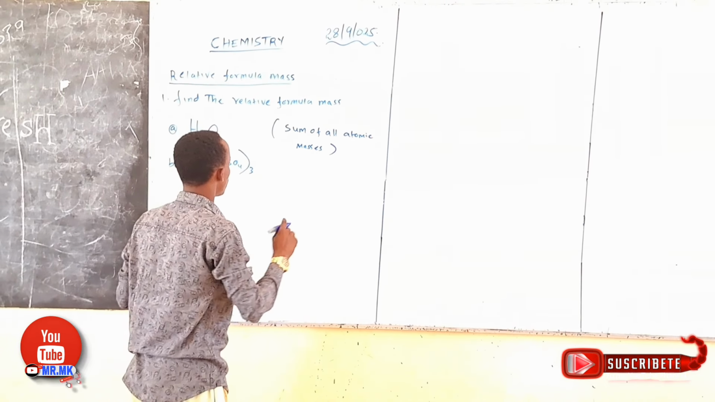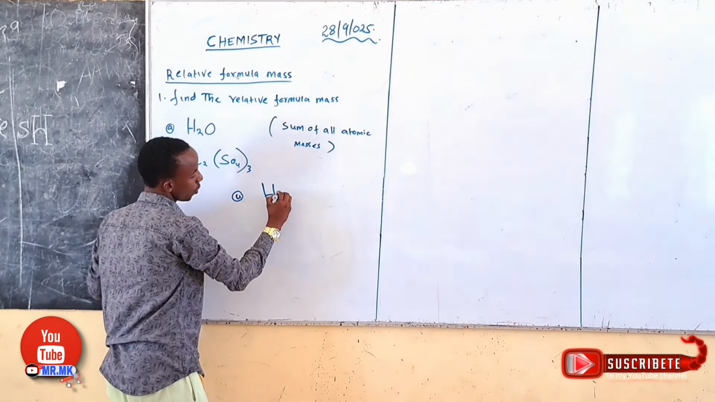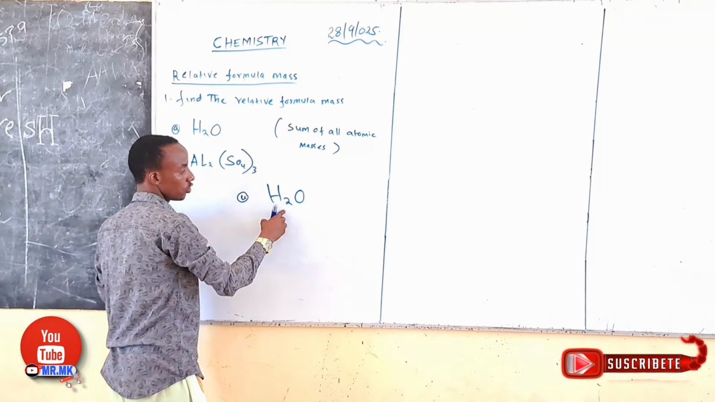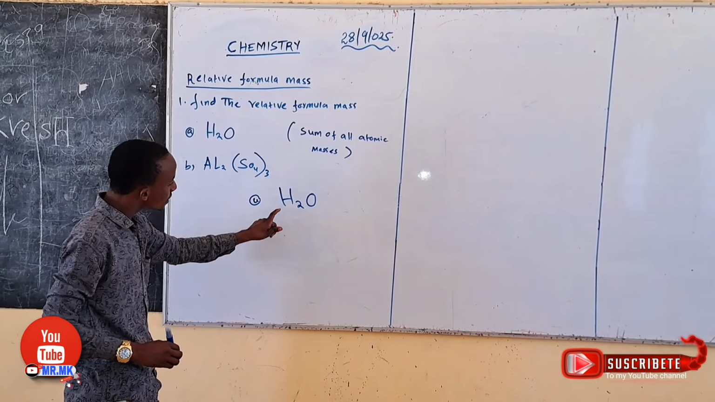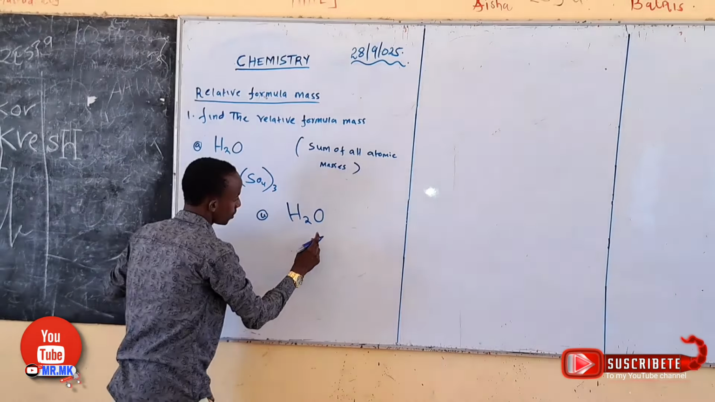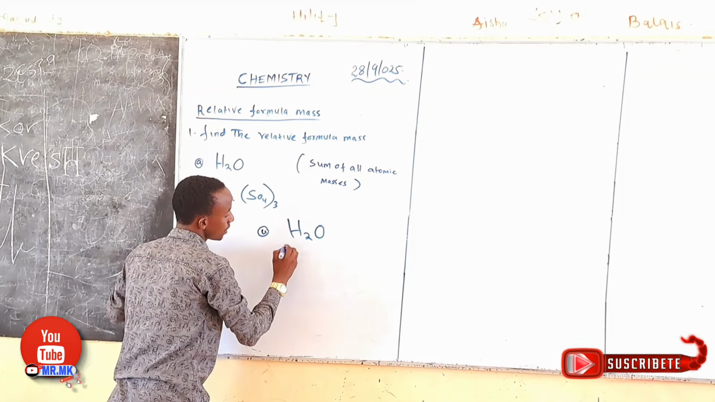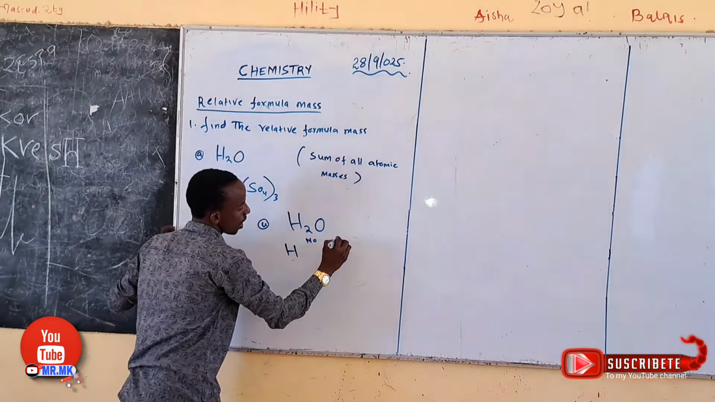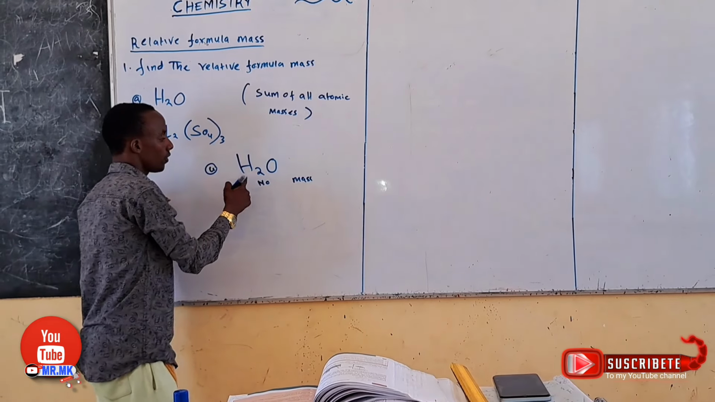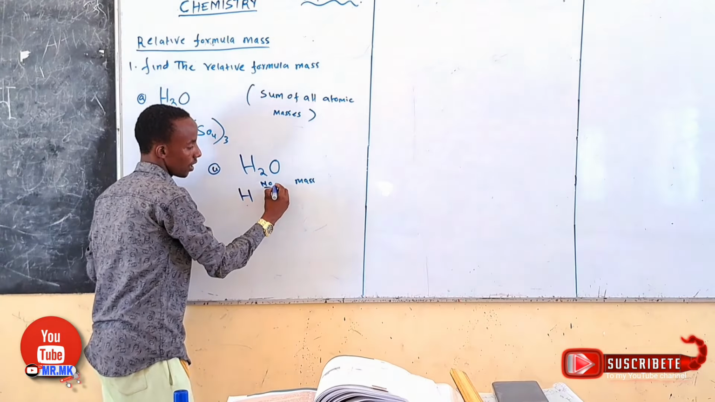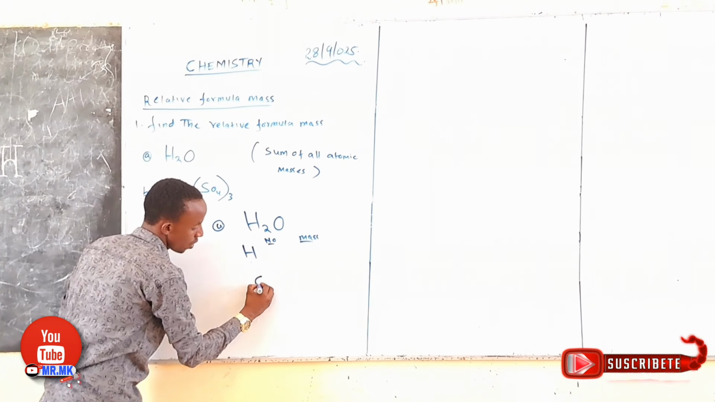Water is written like this, H2O. This is water. How do you find its relative formula mass? Just select the elements that you have: hydrogen and oxygen. One column is the number of atoms and the other is the mass of the element.